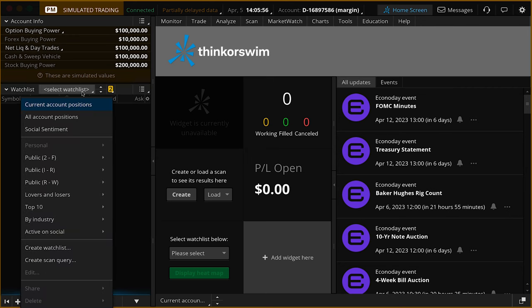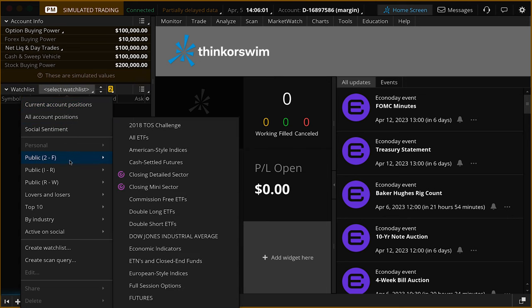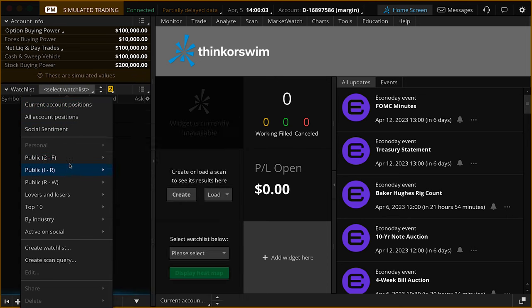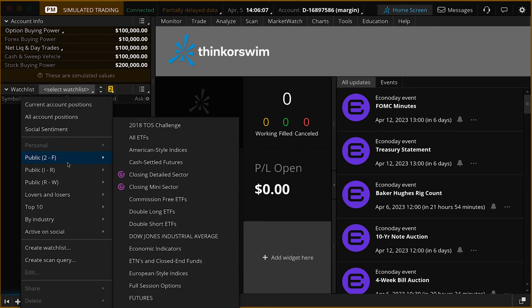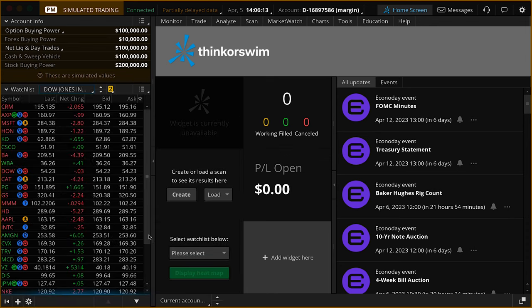We'll go through some of these public watch lists. You can actually pull up your positions and some other things, but we're going to pull up the Dow Jones. You can mouse through some of these public lists. Let's go to public 2 through F, and over here we see Dow Jones Industrial Average. Let's go ahead and add that. And you can now see we have the entire Dow Jones over here on the left-hand side.